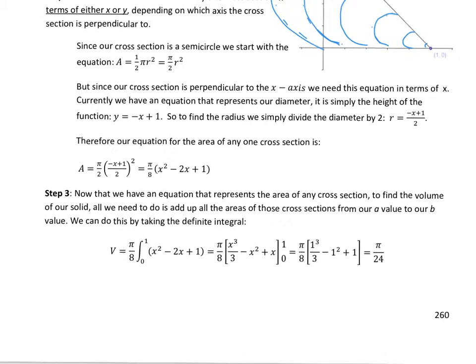Well, now that we have an equation that represents the area of any cross-section, to find the volume of our solid, all we need to do is add up all these areas of the cross-section from our a value to our b value. Well, in this problem, our a value is 0 and our b value is 1. So we're going from 0 to 1.